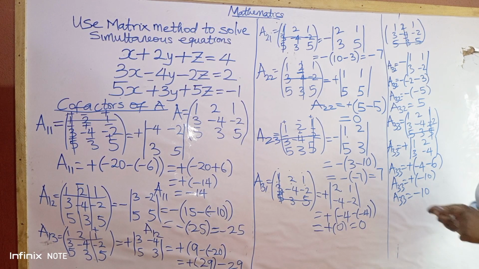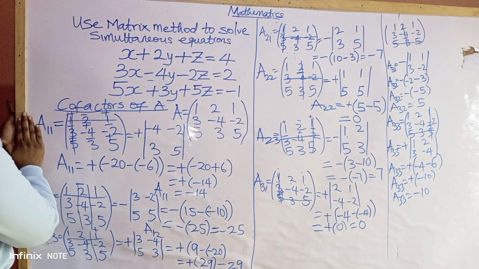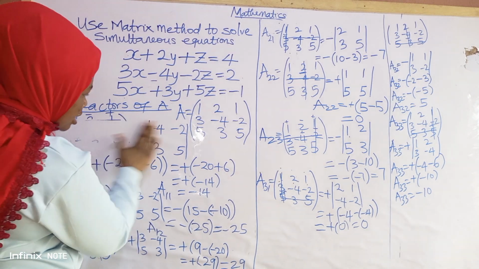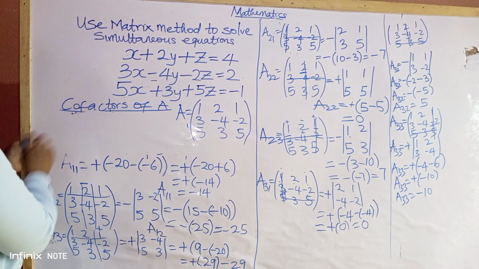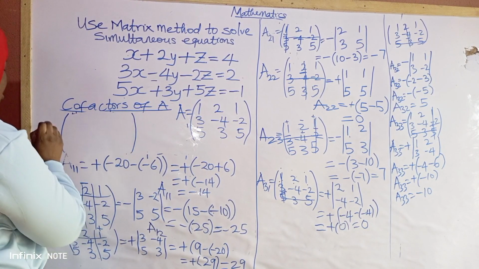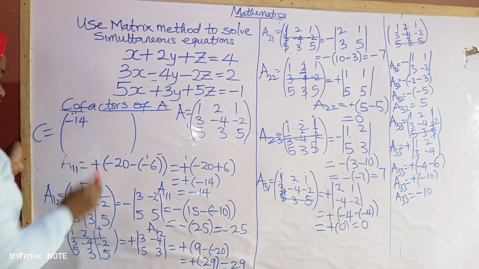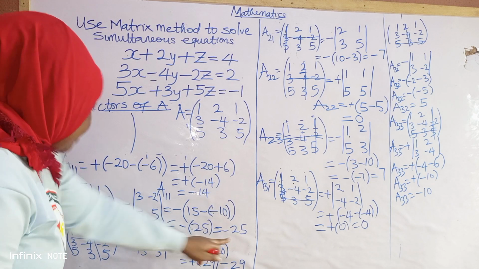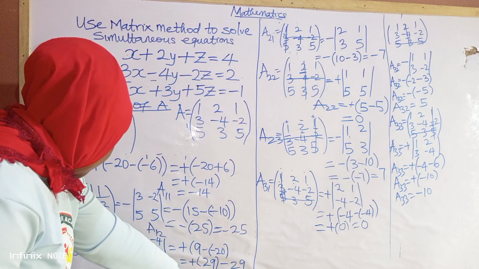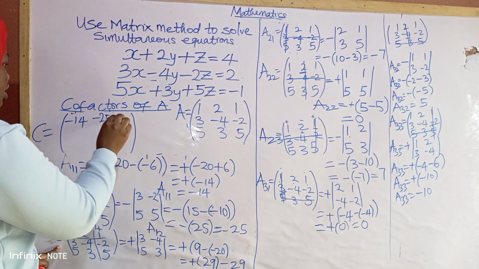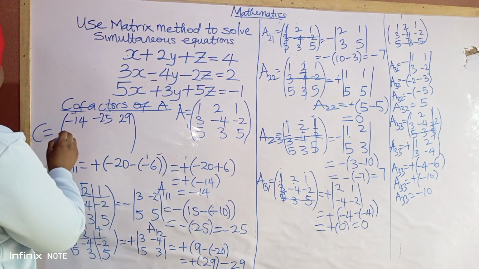So what I need to do now is to put everything together. So let's put everything together. So I will now say that this is my cofactor of A. Let's use C to represent that. So the first one is minus 14, followed by minus 25, followed by 29, that is A13, 29. A21 is minus 7.